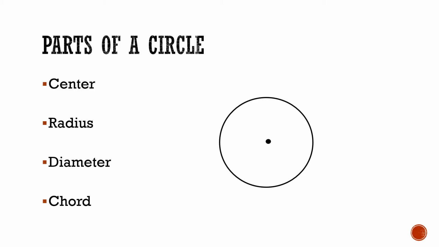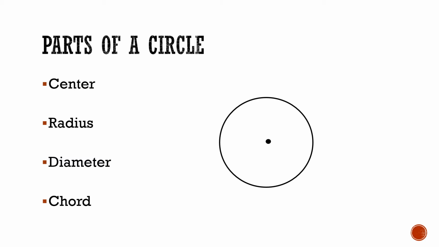So let's look at the parts of a circle. We have center, radius, diameter, and chord. I imagine a lot of you are not even going to need to finish all of this video, which will be relatively short anyway, before you're ready to move on to the IXL lesson.